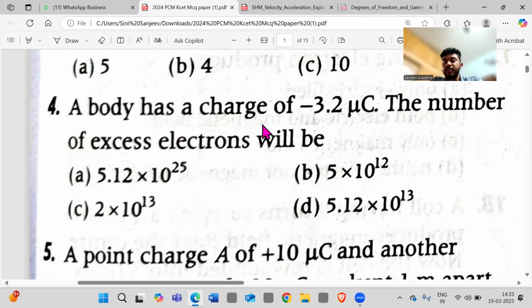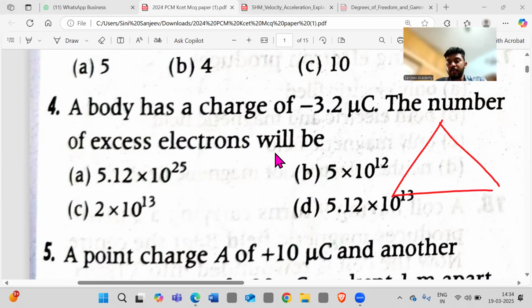A body of charge minus 3.2 microcoulomb, number of excess electrons. So again, draw a triangle: Q, N, E. Q is equal to Ne. They're asking what? Number of excess electrons. So N they're asking. So N is equal to Q by E.